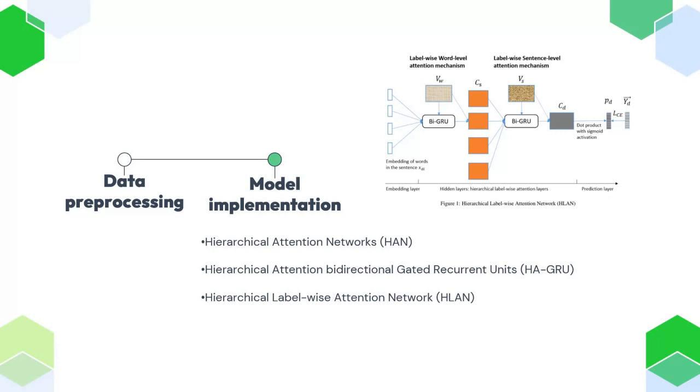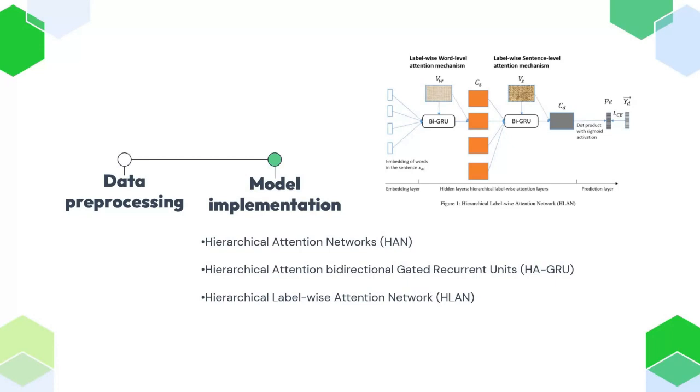Finally, we implemented the hierarchical label-wise attention network. This novel model combines word-level and sentence-level attention mechanisms for each label, offering richer explainability by identifying not just important sentences but also the key words that influence the prediction of each medical code.